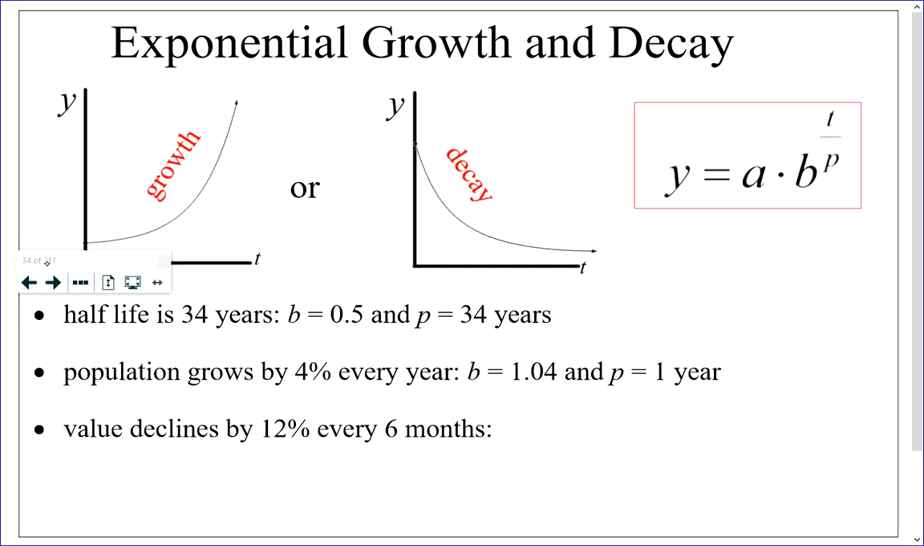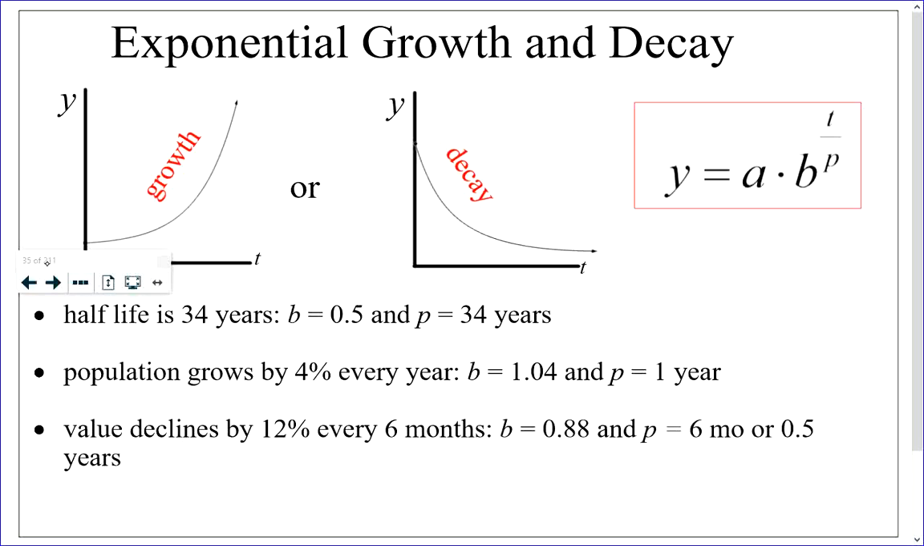If a value of something, I don't know why this would happen. Maybe it's an annuity where you have a big bulk of money in an account and every 6 months you're drawing out 12% to cover some expenses for a business or a scholarship fund, or I don't know. It doesn't matter. If it's declining by 12% every 6 months, then B is not, well, what's 100 minus 12? 88, right? B is not 0.88. Sorry, it is 0.88. I thought that was an annual thing.